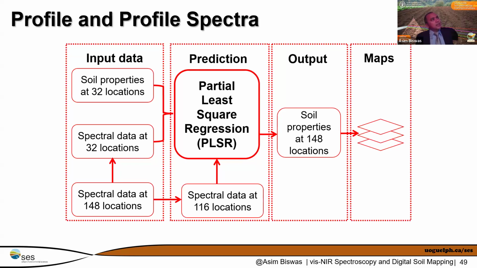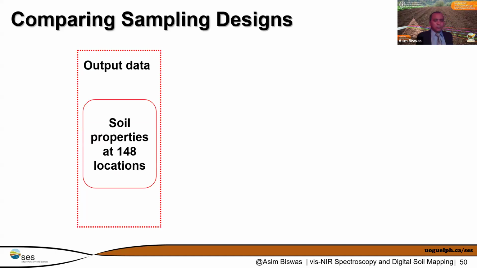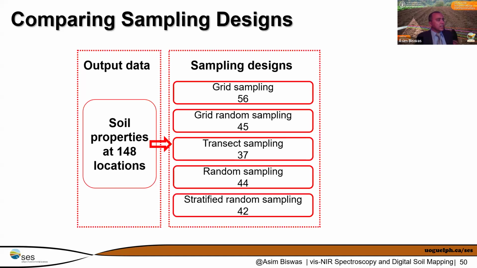But one question to ask here: if we go out with a field spectrometer, where should we sample? So in this study, we have 148 locations, but we imposed different sampling techniques one over another. We wanted to see how different sampling techniques could help predict soil properties better and help the mapping. So we used grid sampling, grid random sampling, transect sampling, random sampling, and stratified random sampling. We created each individually, and that's how it came up to those 148 locations.